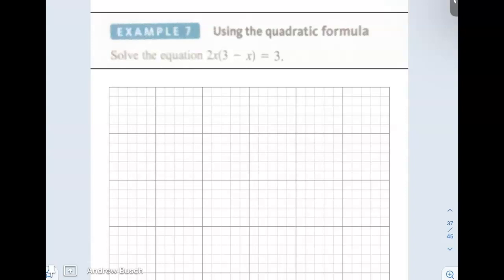We're going to solve this equation using the quadratic formula, but first we need it to be in standard form. So we're going to have to distribute this 2x, and that is going to give you 6x minus 2x squared equals 3. We need it to equal 0. So we're going to subtract 3 to the other side. I'm going to put these variables in descending order.